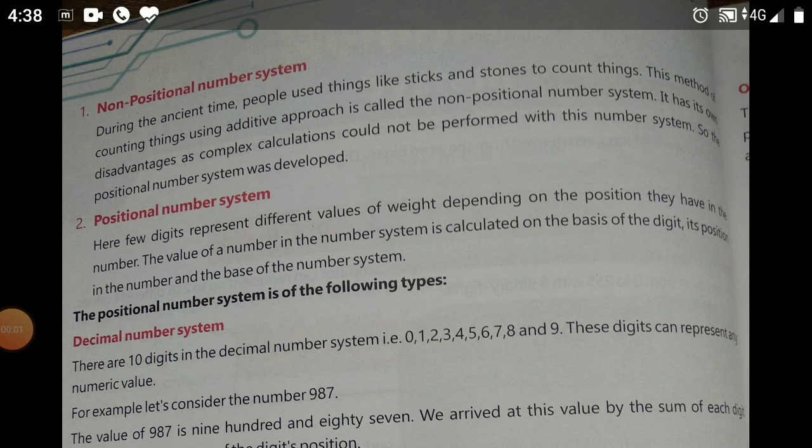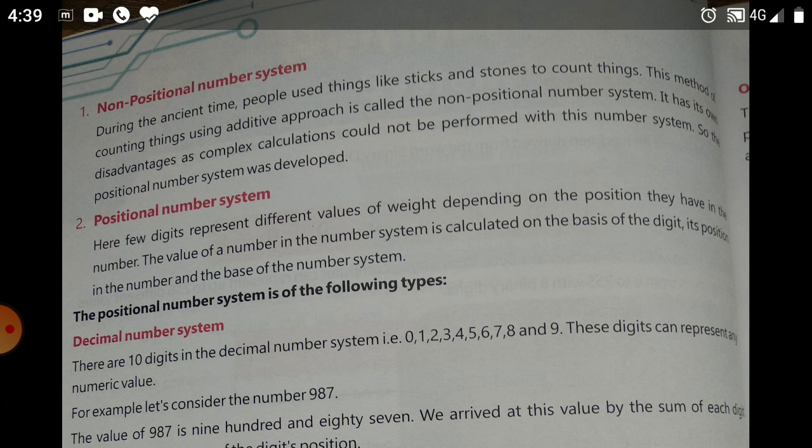Hello students, welcome back. Previously we discussed the number system. In that we already studied the non-positional number system and the positional number system. The non-positional number system was used by our ancient people, who used sticks and stones to count things. This method of counting using an additive approach is called the non-positional number system. It means that at that time people used stones or sticks to count only in additive form. So that is called the non-positional number system.